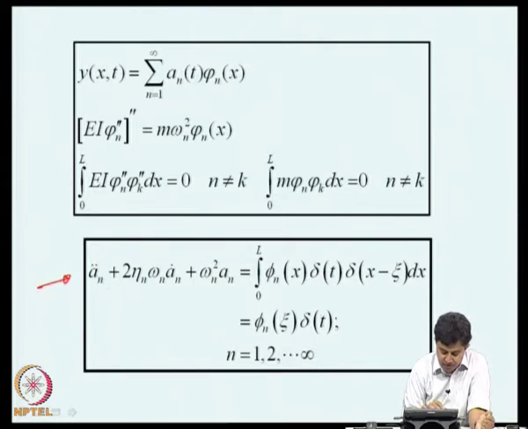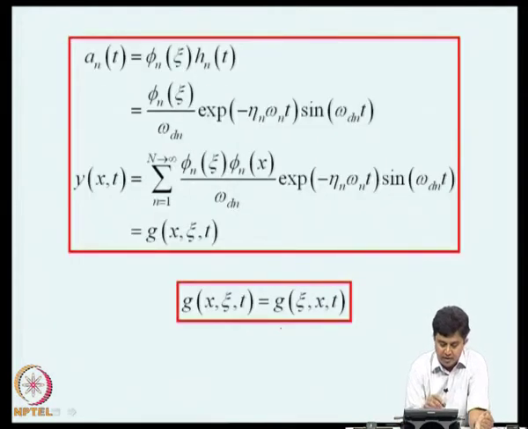Now each of these single degree freedom systems is driven by a unit impulse applied at t equal to 0, and its amplitude is given by the value of the nth mode shape evaluated at the drive point. So, A n of t consequently will be phi n of psi into h n of t, where h n of t is the unit impulse response function.